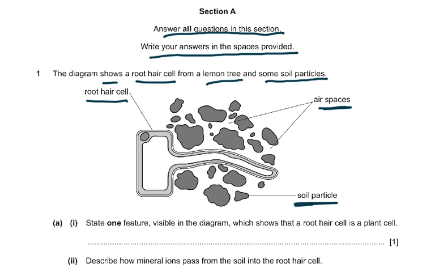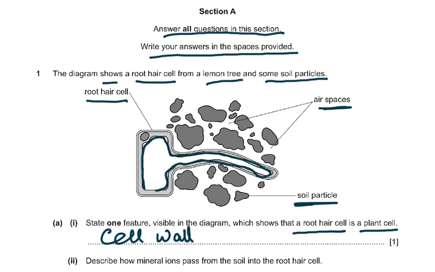State one feature visible in the diagram which shows that a root hair cell is a plant cell. Now that means you've only got to come up with things which are only present in plant cells. So that could only be the cell wall, or you can say the large central vacuole. You can see this large central vacuole, which is not found in animal cells. That's very typical of a plant cell. So either you said cell wall or you said a large central vacuole.